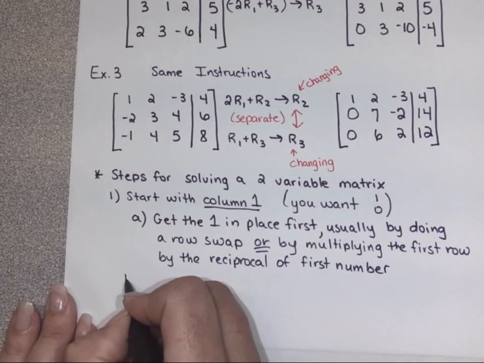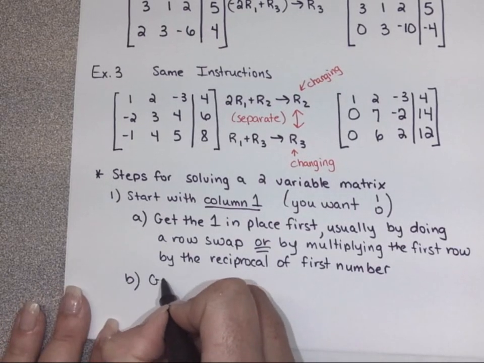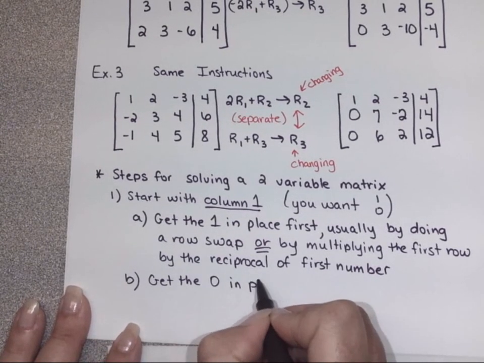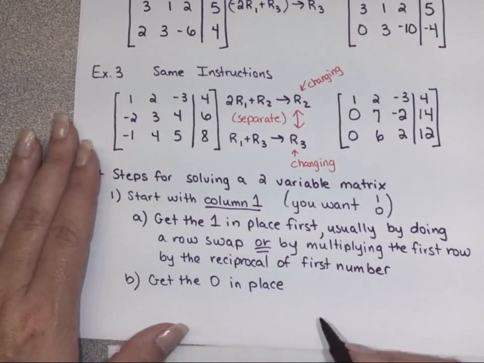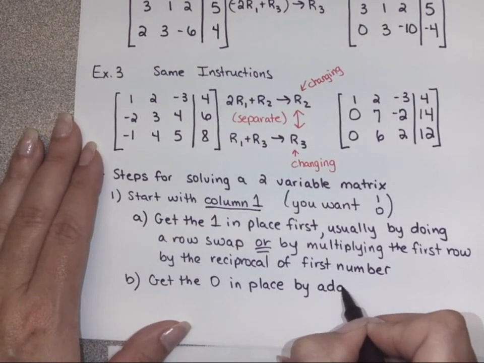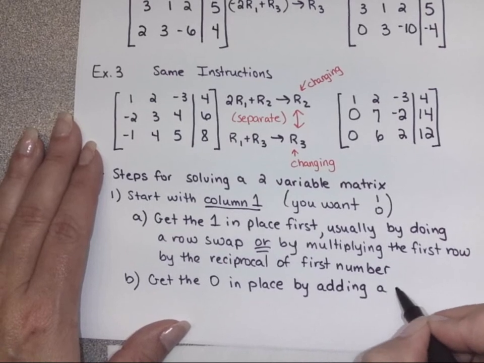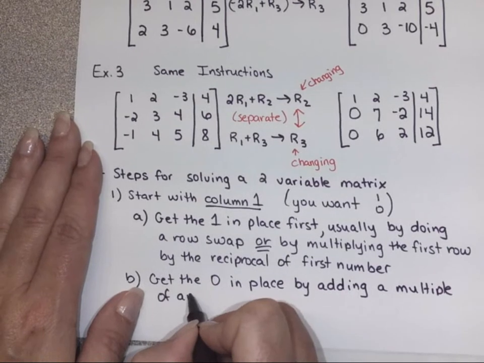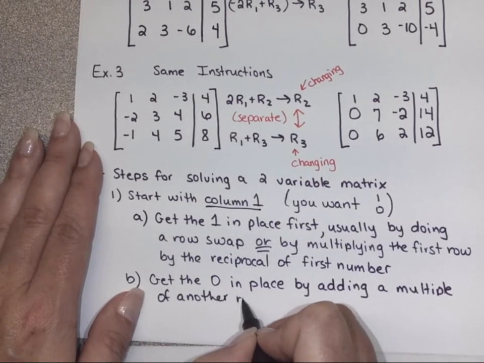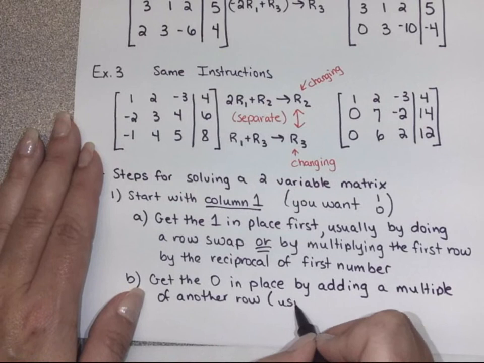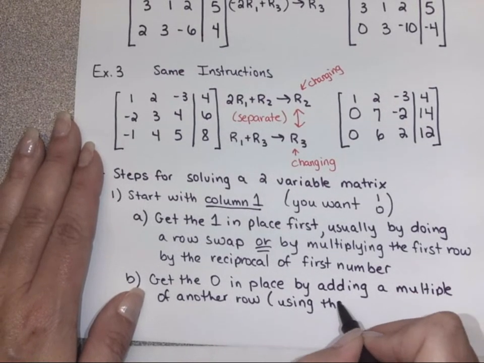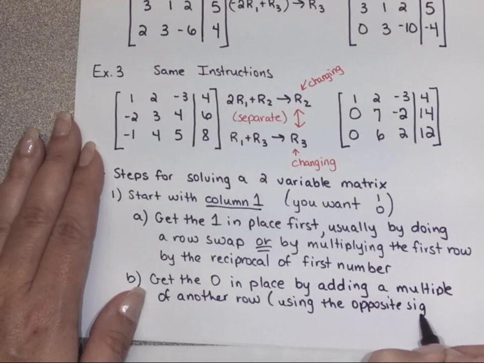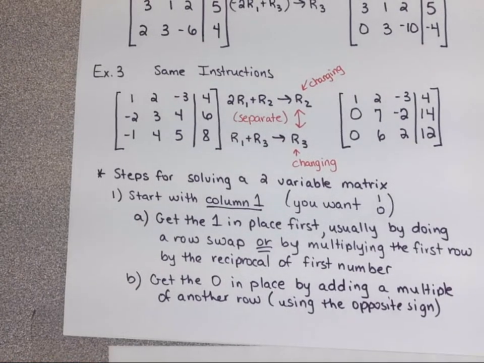advantage. So once you have the 1 in place, okay, then you're going to work on getting the 0 where you want it. And remember, we have to use our row operations. We only have 3 of them. So what you're going to do is you're going to add a multiple of another row to make that happen. So you're always going to be using the opposite sign. So we'll do some examples and it'll make more sense when we look at an example.